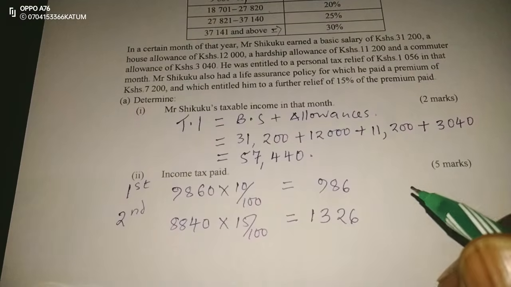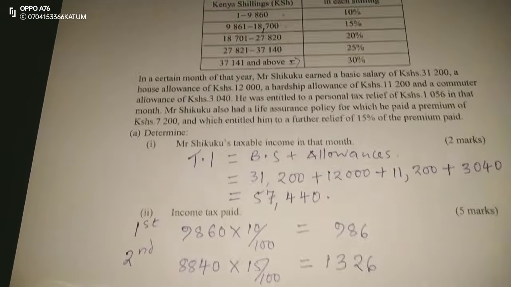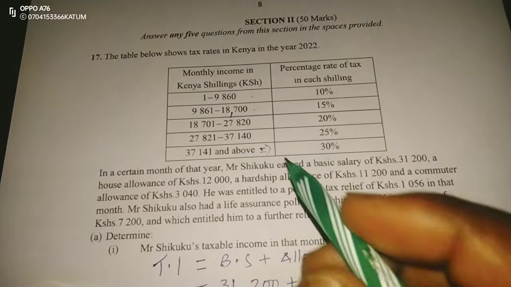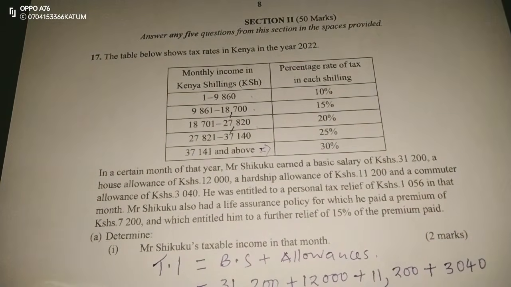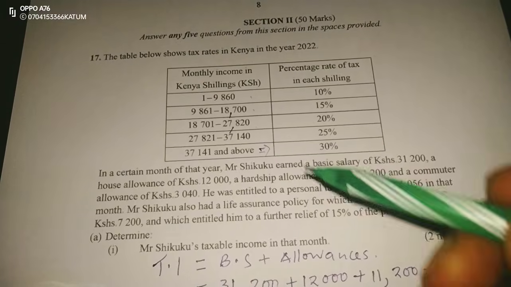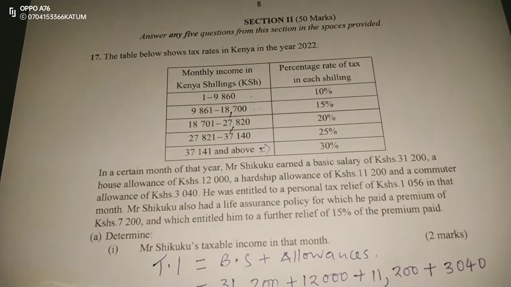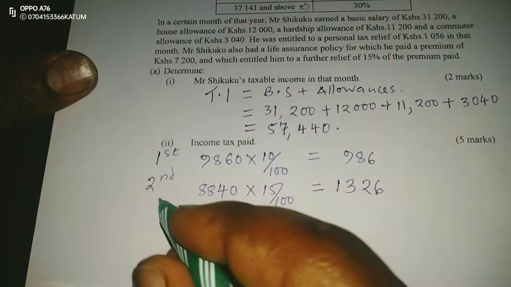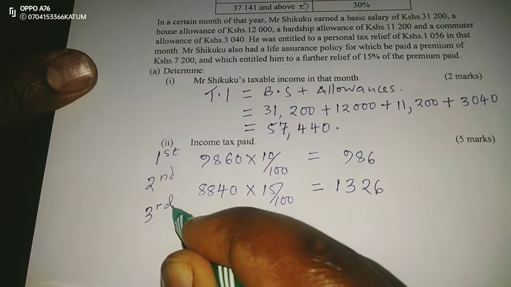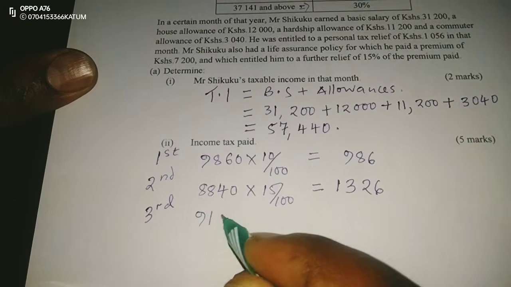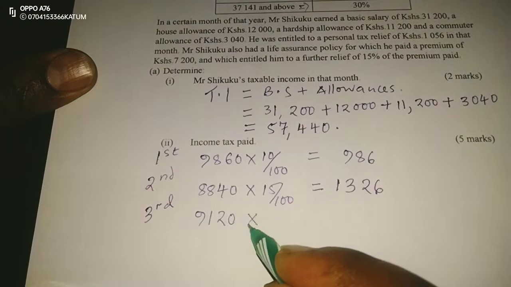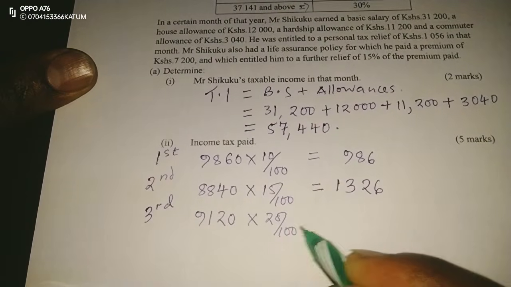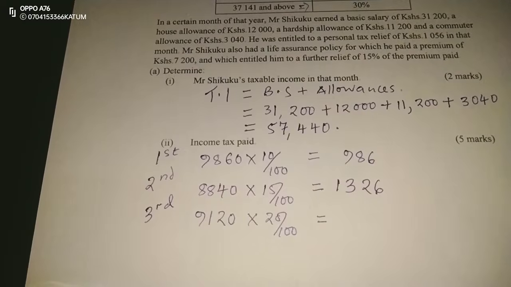In the third bracket, we're going to tax 27,820, and we subtract the previous limit, which is 18,700. We're going to get 9,120. So in the third bracket, we are taxing 9,120 at the rate of 20%. This is going to give us 1,824 Kenya shillings.